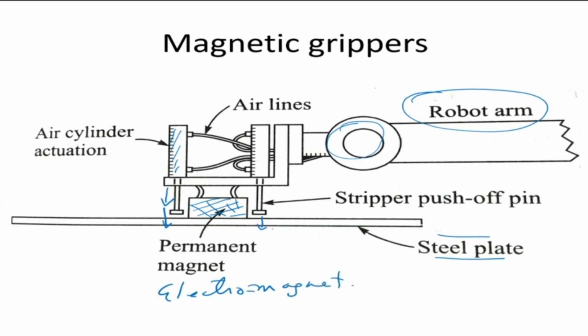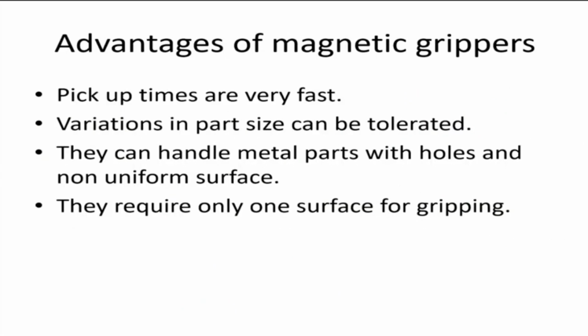In the case of an electromagnet, after the electromagnet is placed onto the sheet, it is energized. And once you want to release it, you just de-energize the magnet and it will release the sheet. This is very commonly used in industrial applications for lifting steel plates. Now, the advantages of magnetic grippers are that they are very fast. They work very fast to magnetize and demagnetize. There is no problem with variations in part size, for example, a large sheet and a smaller sheet.